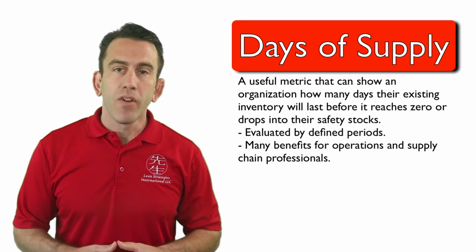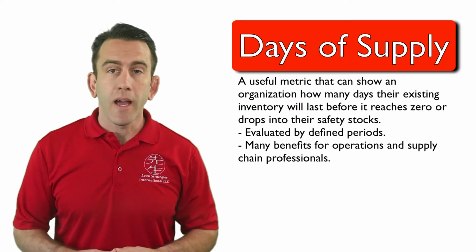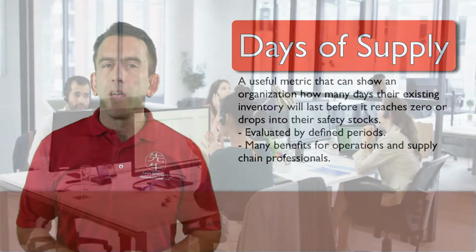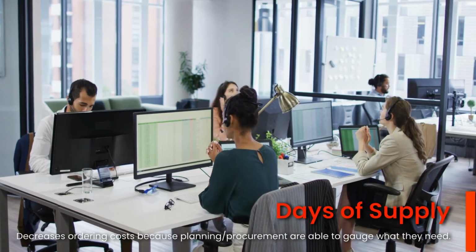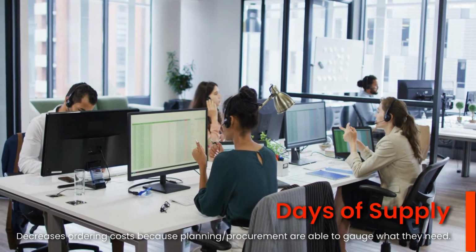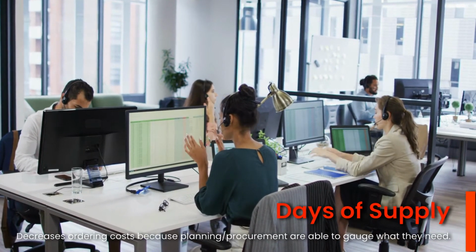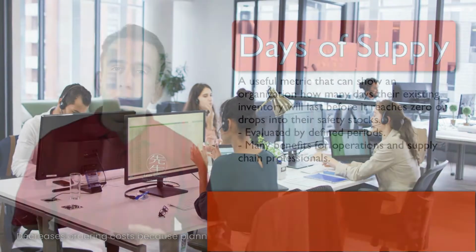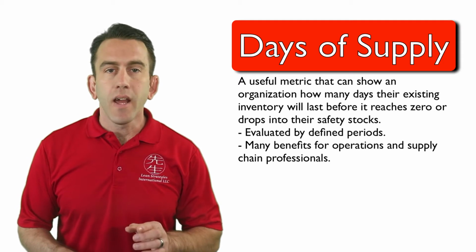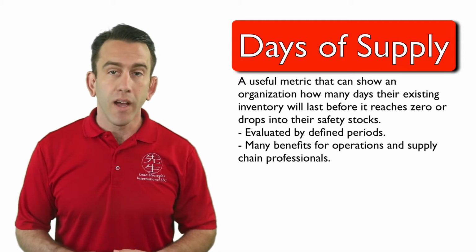One of the many benefits of the days of supply metric outside of knowing when you will run out of inventory is that it decreases ordering costs because planners and procurement officers are better able to gauge what they need to order. This will also have a positive effect on receiving materials and help you avoid lost sales.